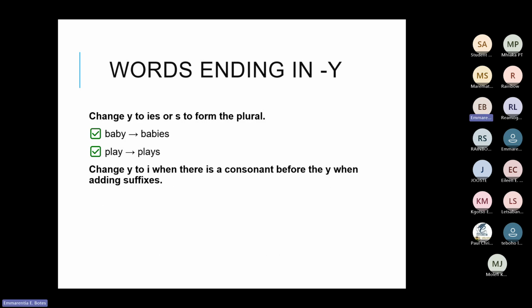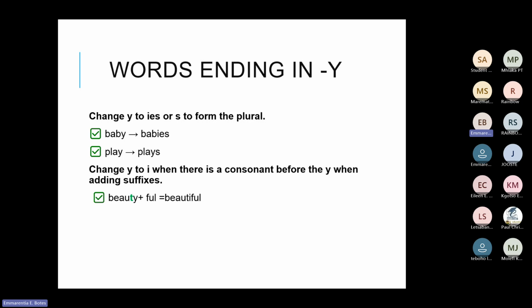Then we change Y to I when there is a consonant before the Y when adding suffixes. Let's look at an example, like the word beauty plus ful becomes beautiful. Do you see the Y falls away? And that is replaced by the I because there is a consonant before the Y when we add the suffix.